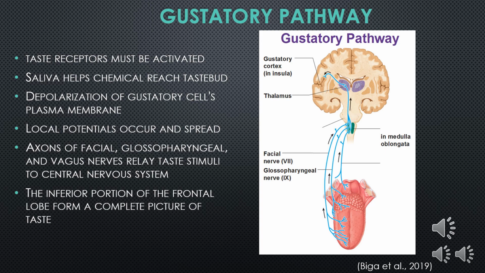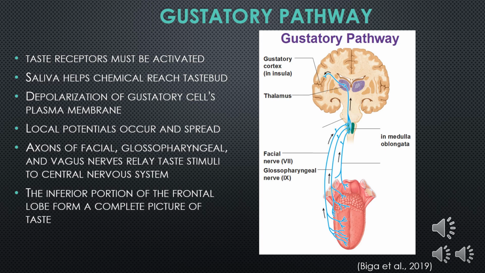In order for one to experience taste, the taste receptors must be activated. This occurs when the substance or chemical reaches the taste bud through the crevices in the papillae. Saliva is a substance that helps dissolve other substances, allowing the chemicals to reach the taste buds. Once the taste sensation reaches the taste bud, it also reaches the gustatory cells, which transduce the chemical signal into an electric signal.